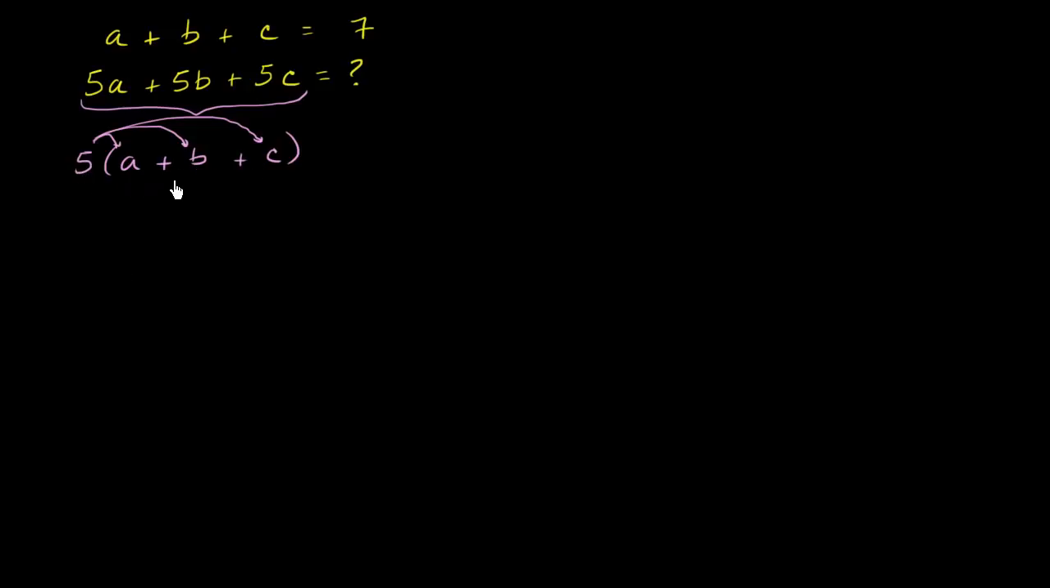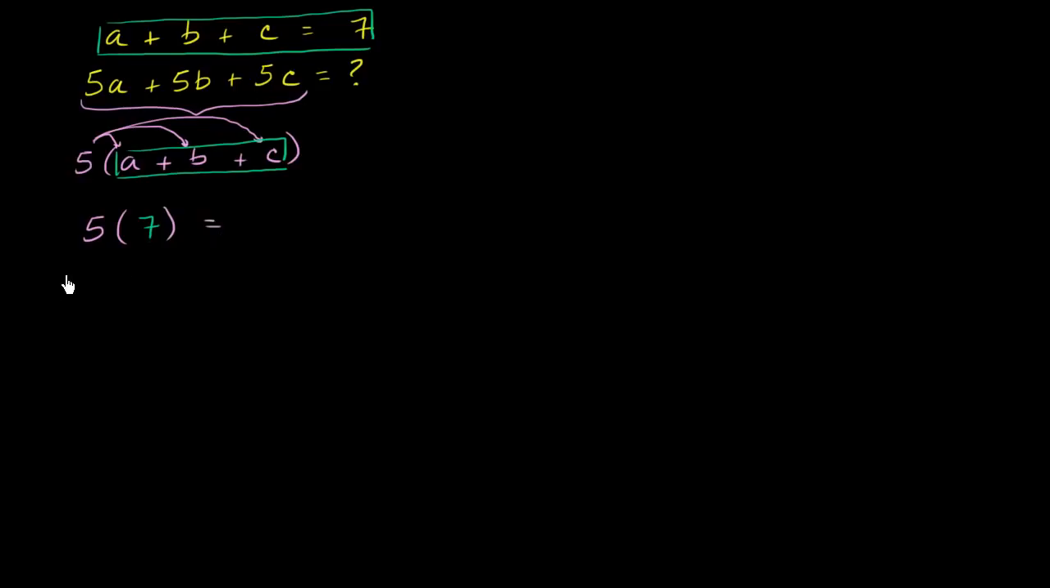Now, how do we evaluate this? Well, that first equation gave us all the information that we needed. They told us that a plus b plus c is equal to 7. So 5 times (a plus b plus c) is the same exact thing as 5 times 7, and I think you see where this is going. Now this becomes pretty straightforward. That's going to be equal to 35.